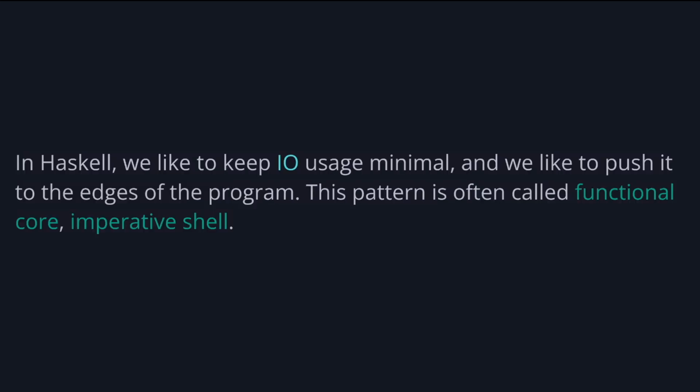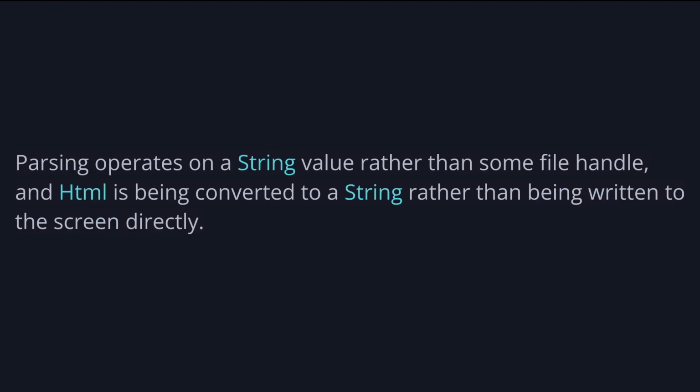In Haskell, we like to keep IO usage minimal, and we like to push it to the edge of the program. This pattern is often called functional core, imperative shell. In our blog generator program, we want to read a file, parse it, convert it to HTML, and then print the result to the console. In many programming languages, we might interleave reading from the file with parsing and writing to the file with the HTML conversion. But we don't mix this here. Parsing operates on the string value rather than some file handle, and HTML is being converted to a string rather than being written to the screen directly.